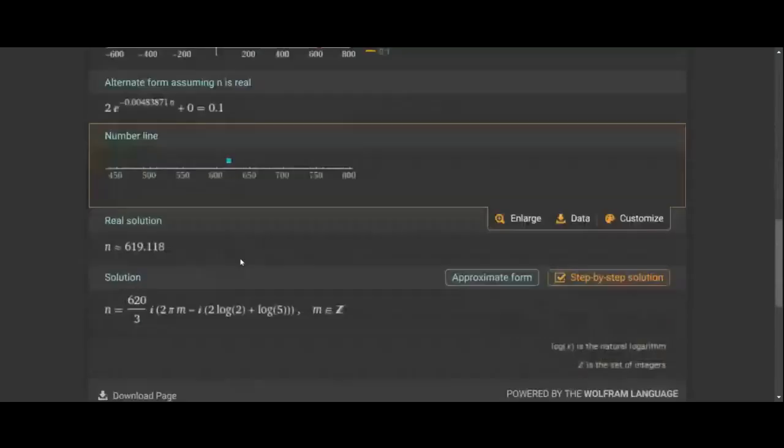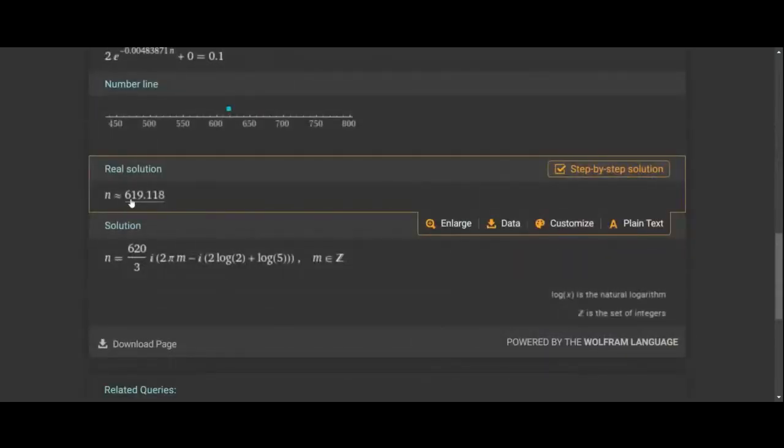And we ask it to solve for n. So as you can see, it gives us that n is around 600. Now the optimal value is 300. So it's still not close to the optimal value.